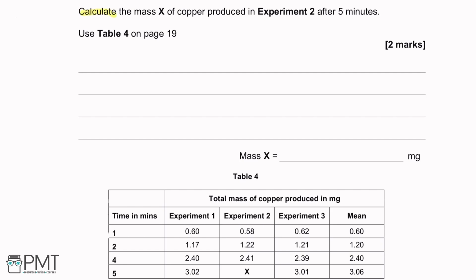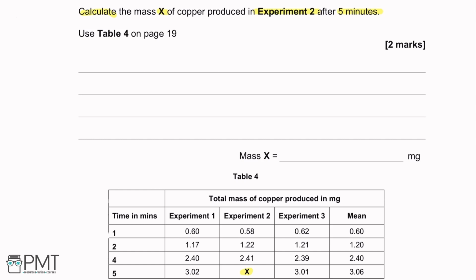Calculate the mass X of copper produced in experiment 2 after 5 minutes. Use table 4. So I've shown table 4 beneath this question, and we are trying to work out this value here, the value of X. So how are we going to do that? Well, we've got a value of experiment 1. We're looking for the value of experiment 2. We have the value of experiment 3, and we have the mean.